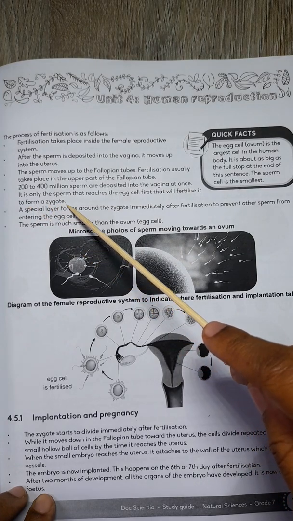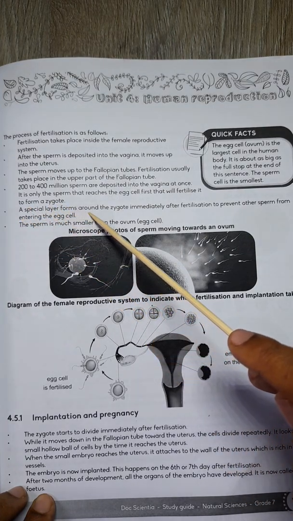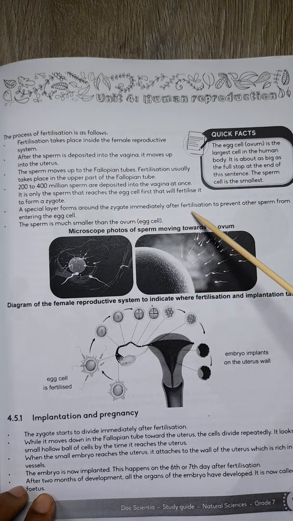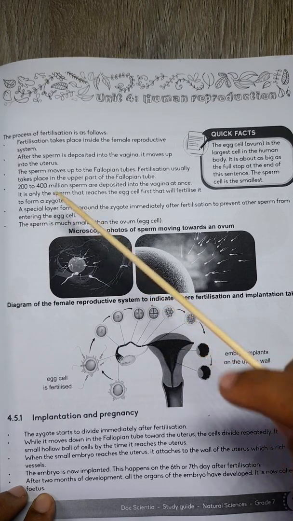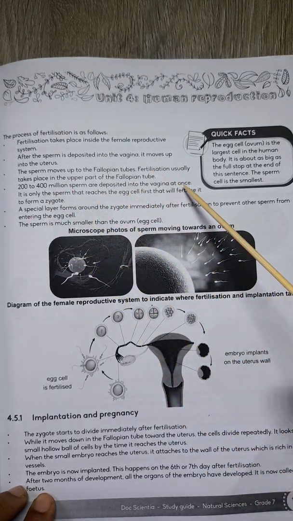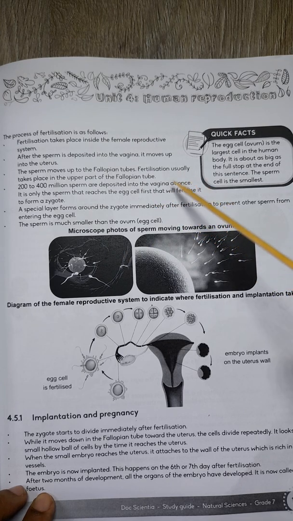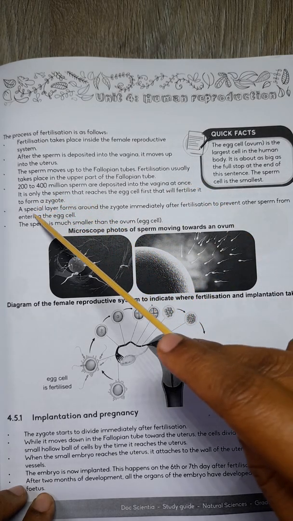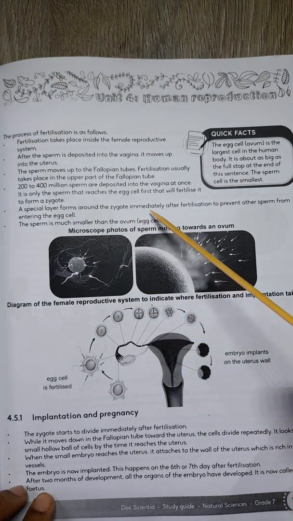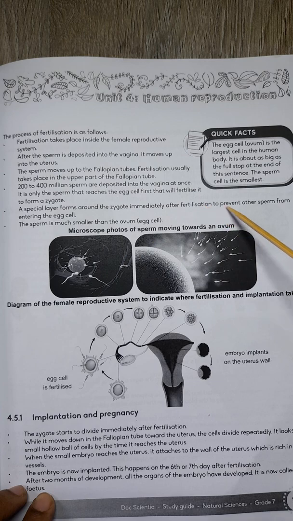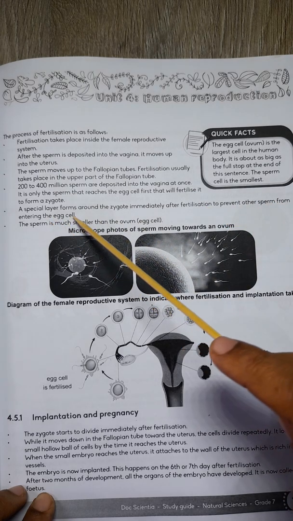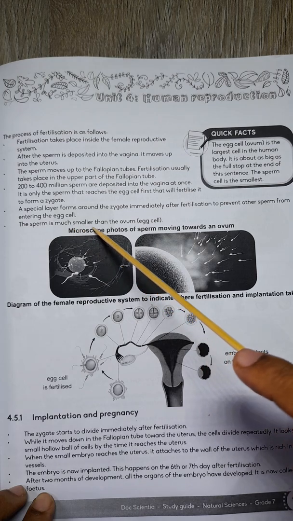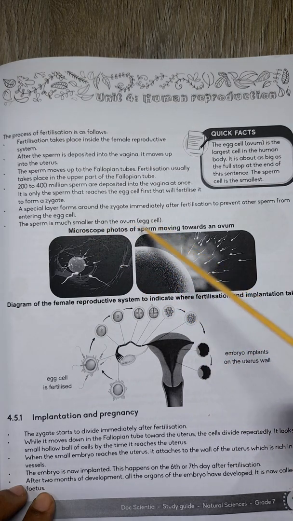to form a zygote. A special layer forms around the zygote immediately after fertilization to prevent the other sperm from entering the egg cell. Oh, this is interesting. So now the first sperm cell reaches the egg cell, and it fertilizes it and forms a zygote. And immediately there's a protective layer, a special layer around the zygote. That layer will prevent any other sperm from entering the egg cell. The sperm is much smaller than the ovum, which is the egg cell.